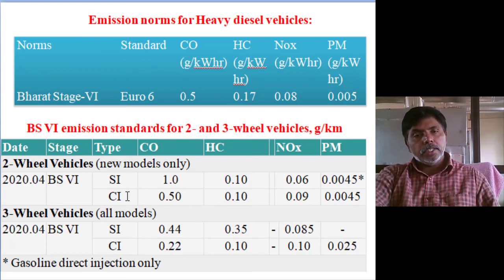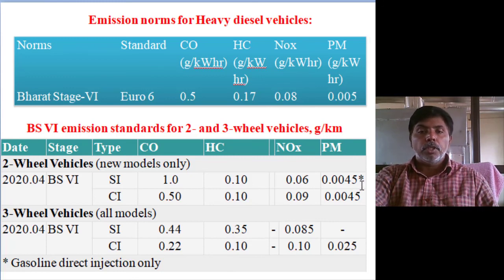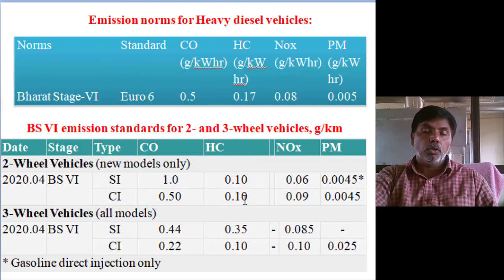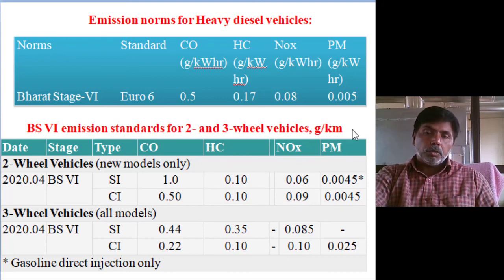Two-wheelers SI and CI engines BS 6 norms. Three-wheelers SI and CI BS 6 norms. CO is 1.4 grams per kilometer, 1.0. Hydrocarbons 0.1 gram per kilometer. NOx 0.06 gram per kilometer. Particulate matter 0.0045. So coming to the CI engine: 0.5 grams per kilometer, 0.10 grams per kilometer, and NOx is 0.09 grams per kilometer, and particulate matter 0.0045.